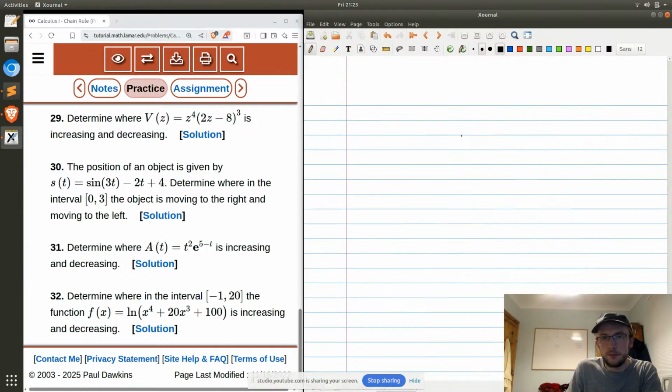30. The position of an object is given by s of t equals sine of 3t minus 2t plus 4. Determine where in the interval 0 to 3 the object is moving to the right and moving to the left. So we must differentiate it. d by dx of sine x is cos x, so this becomes 3 cosine of 3t minus 2.